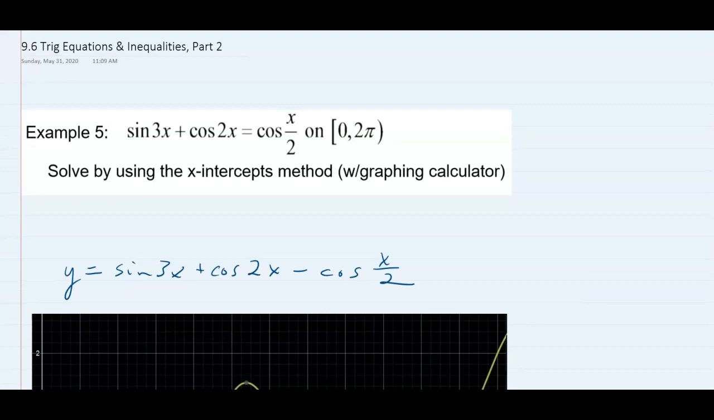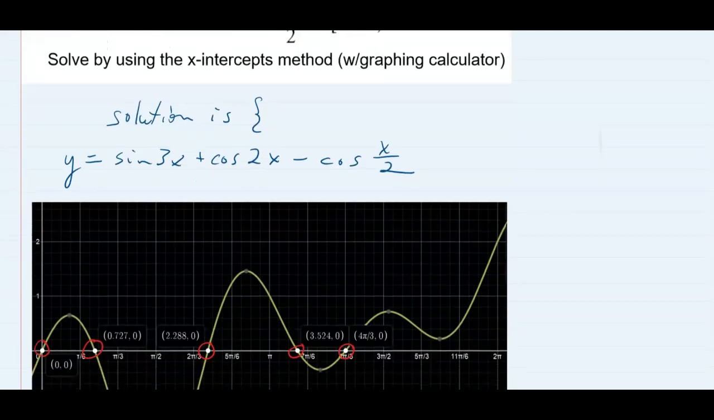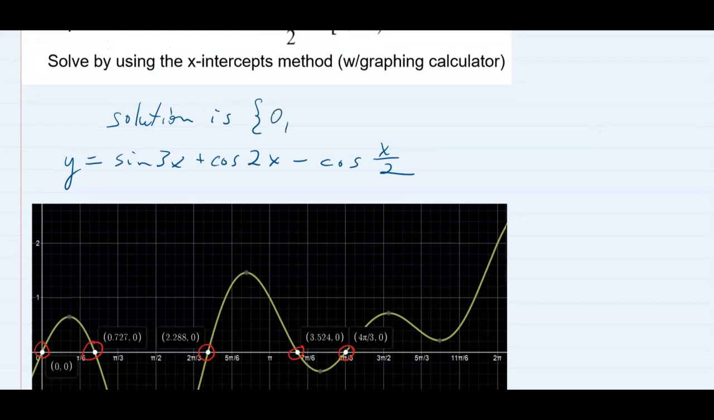So we can write down our answers. The solution is, let's see, we've got 0. We've got 0.727. We've got 2.228. Excuse me, 2.288. We've got 3.524. And we've got 4 pi over 3. And we're done.